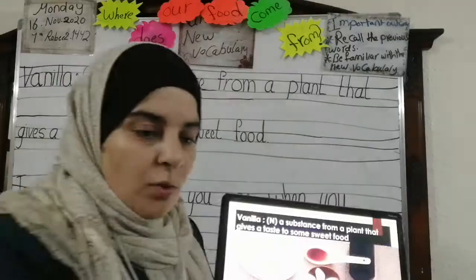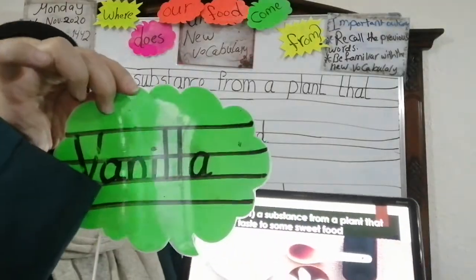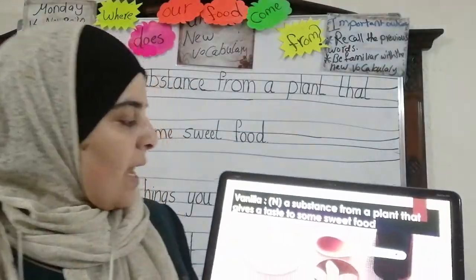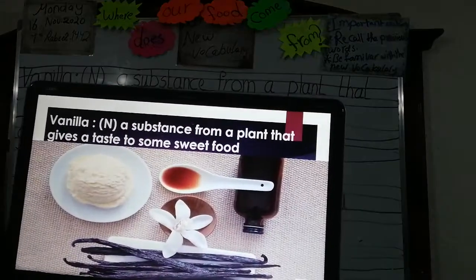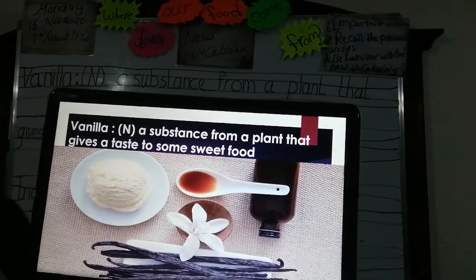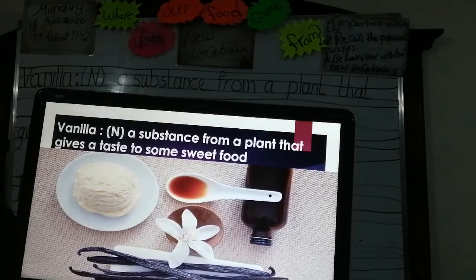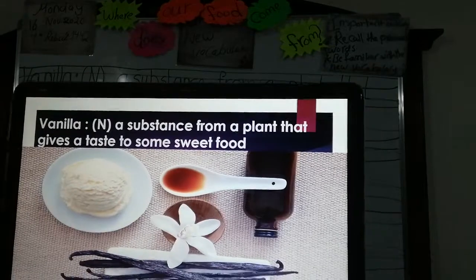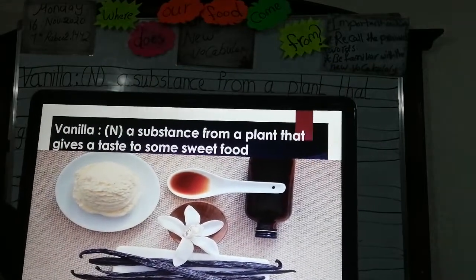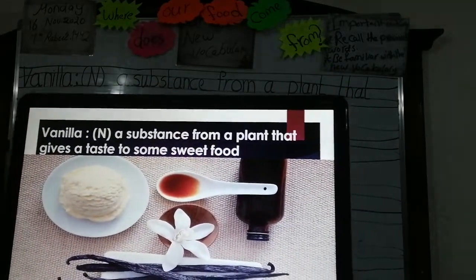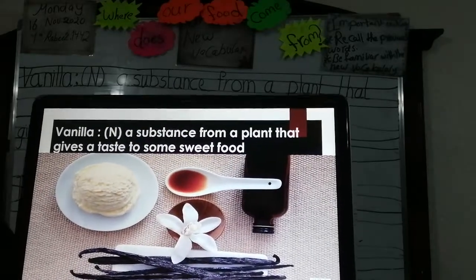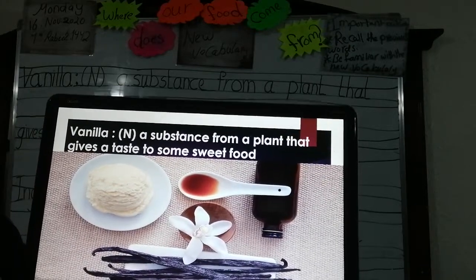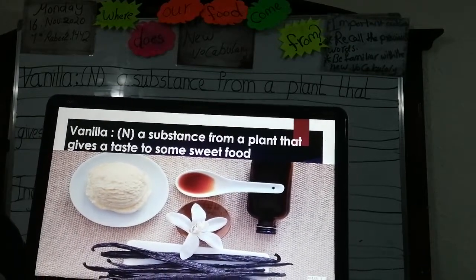Now, look at this one. We have the word vanilla. Look at it. What is vanilla? Look at me. Vanilla. It's a noun, of course, a substance from a plant that gives a taste to some sweet food. Again, vanilla is a noun, a substance. Do you know substance? What does it mean? A substance from a plant that gives a taste to some sweet food. Again, what do you mean by vanilla? It's a noun, a substance from a plant that gives a taste to some sweet food, okay?